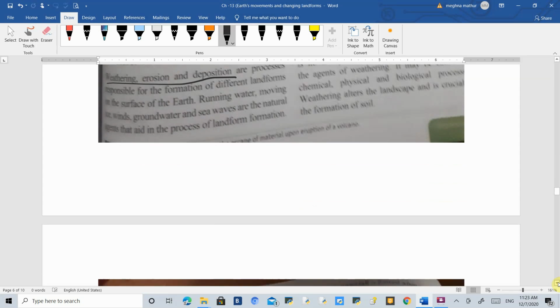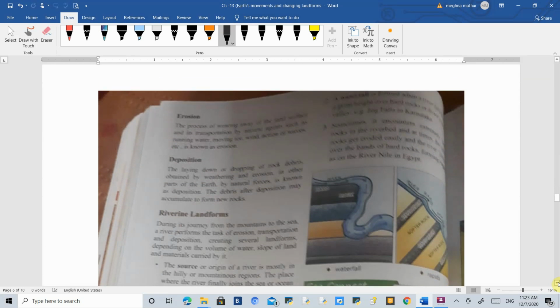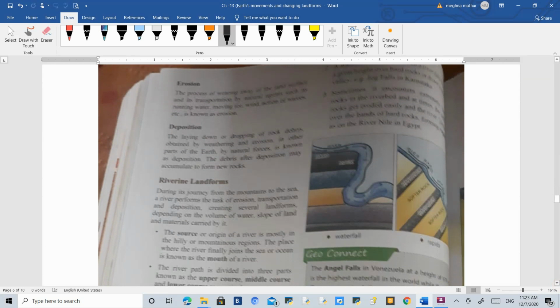The second external force is erosion. Erosion is that due to the pressure of agents like water or glacier or wind, certain things have been taken away from one place and transported to another place. That is called as erosion. Deposition is when transportation is done, then certain things are deposited somewhere. Okay, that is called as deposition. So these are the three forces which are actually helping changing the landform.